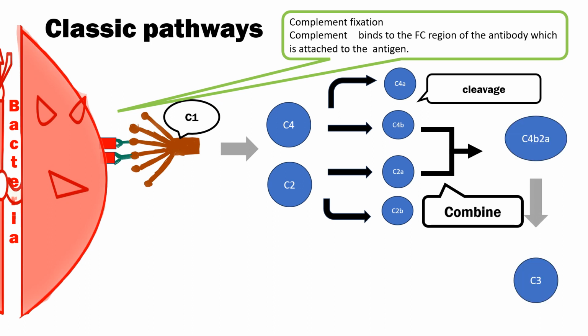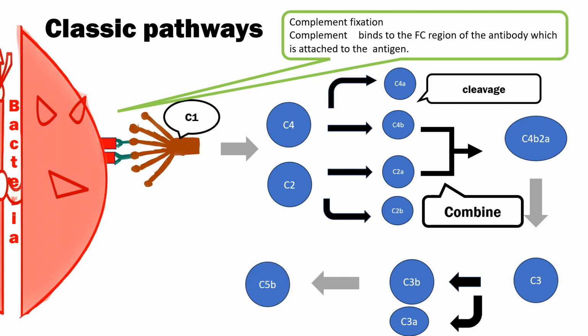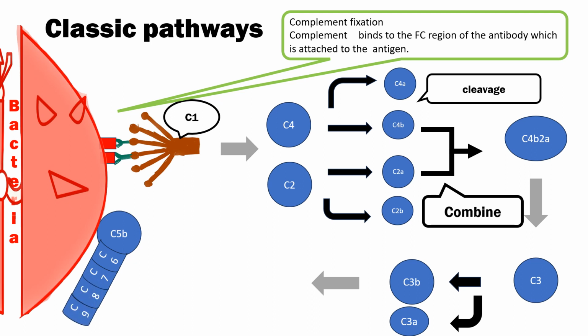After that, C3 differentiates to C3a and C3b. It makes C5b activated. Lastly, C6, C7, C8, and C9 bind C5b, and C5b becomes C5b-6-7-8-9. C5b-6-7-8-9 is called MAC, membrane attack complex, because it attacks bacteria strongly.